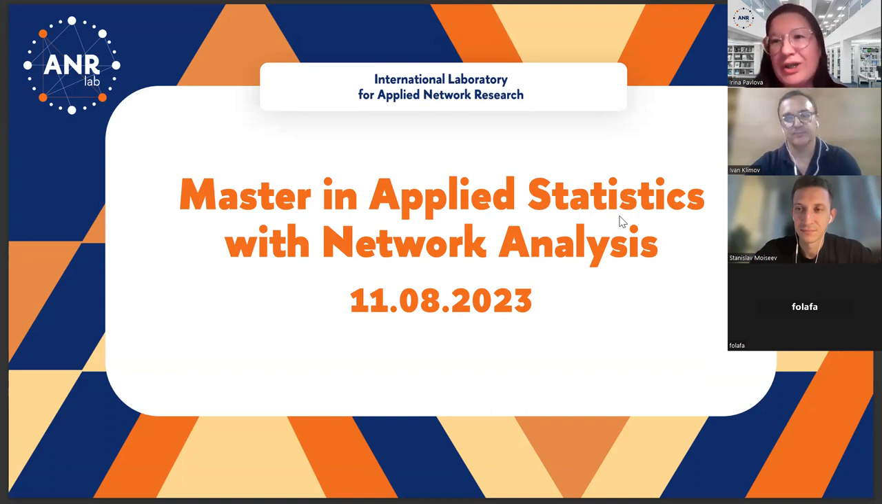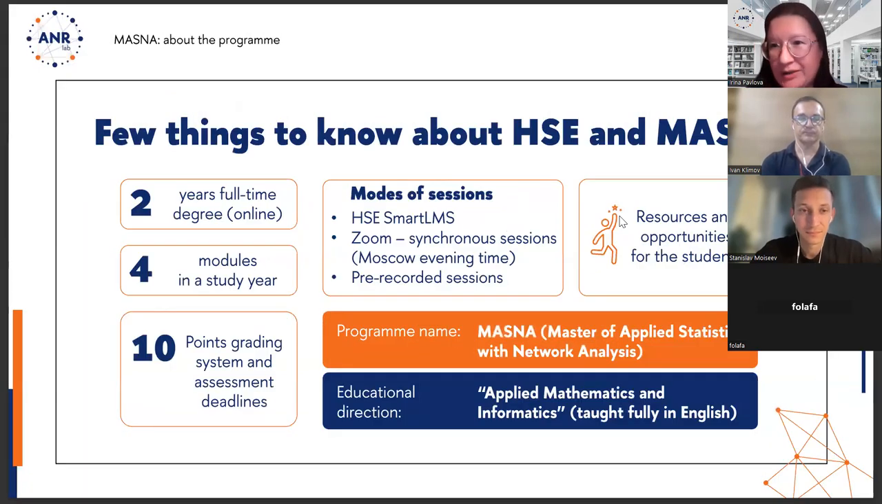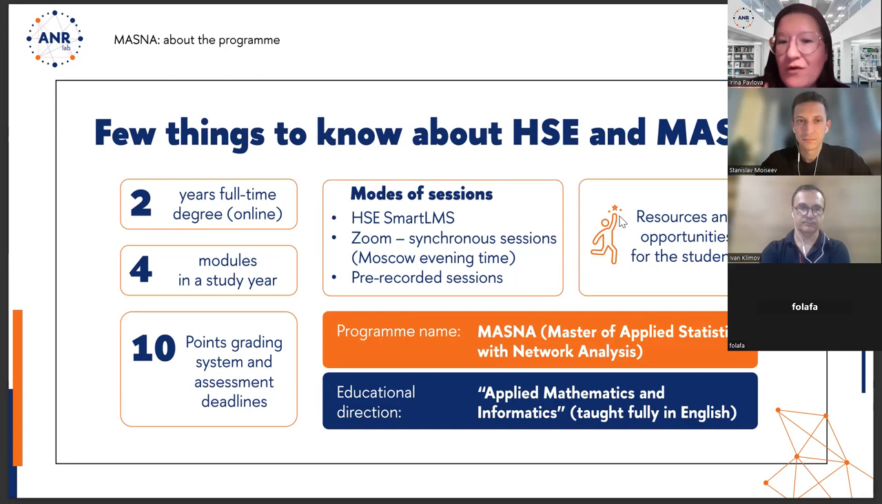So here we are talking right now about just one single course in statistical consulting, and how it is integrated in our master plan. We have a 2-year master program. The general direction is applied mathematics and informatics. The program is fully taught in English. And the specific name of the program is Master of Applied Statistics with Network Analysis.